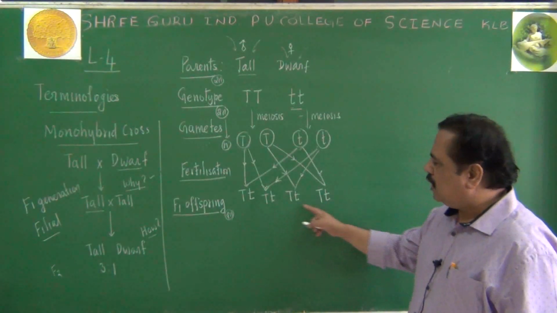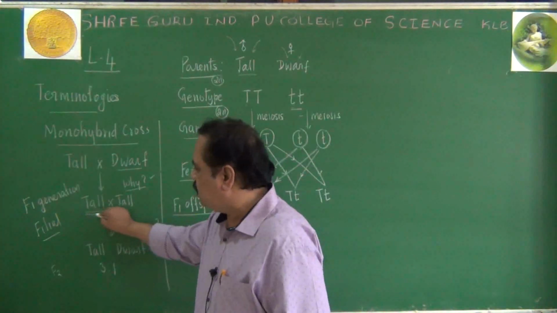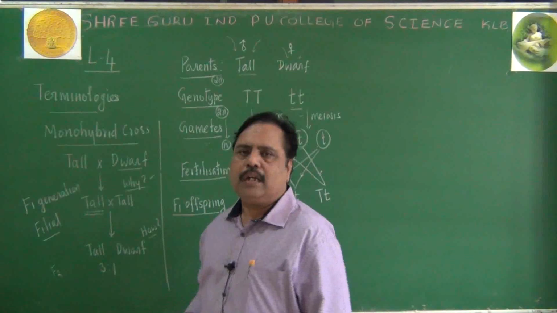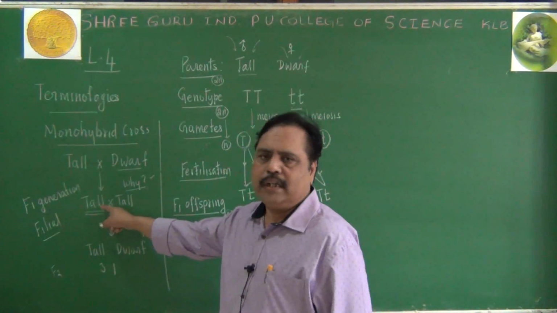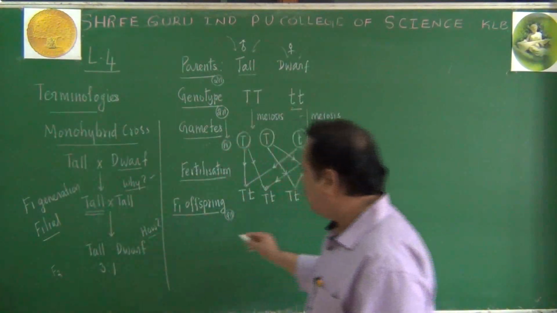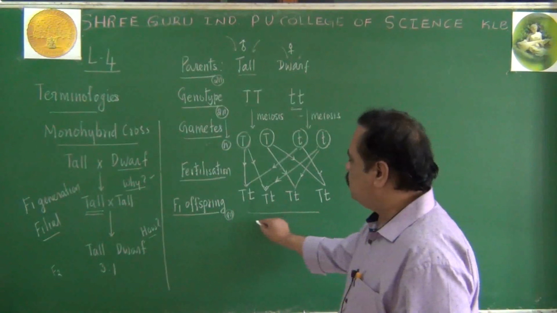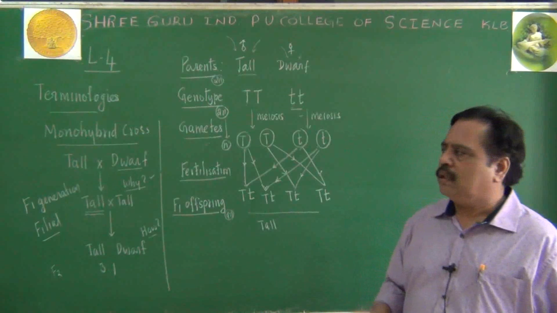When all of them are having capital T, small t, as I told you, in the first generation all the offsprings are tall only. We have seen, isn't it? All of them are tall only. There is no dwarfness produced. So we can say that all these offsprings are tall only. No dwarfness has been produced.